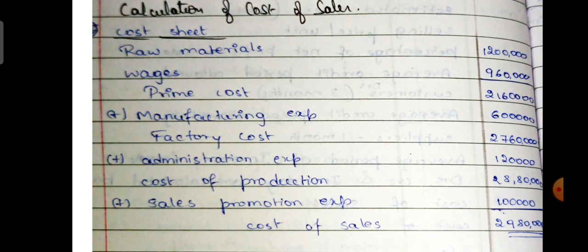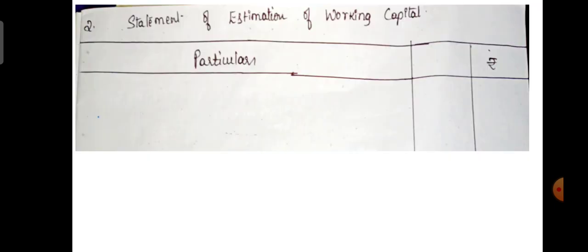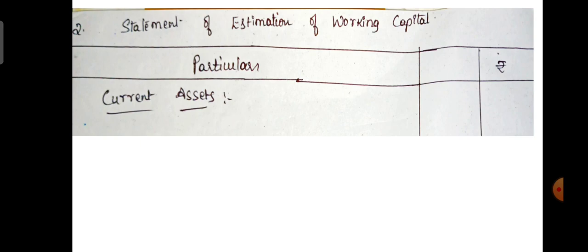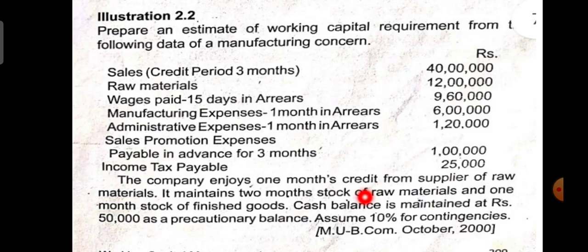Okay, now let's move for preparation of statement. Statement of estimation of working capital. 3 columns are required. Particulars, inner column and outer column. First, you are taking current assets. Current assets, all the current assets you have to take. First, we are writing cash balance. Cash balance which is given here at last, that is 50,000.